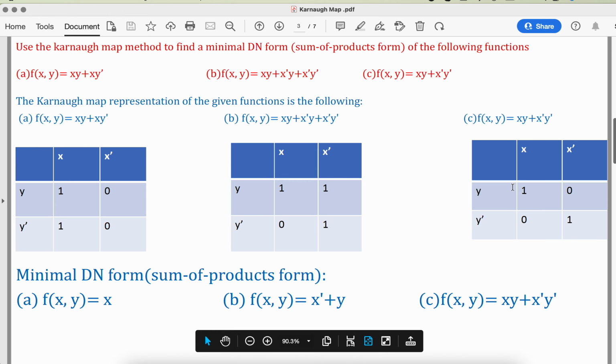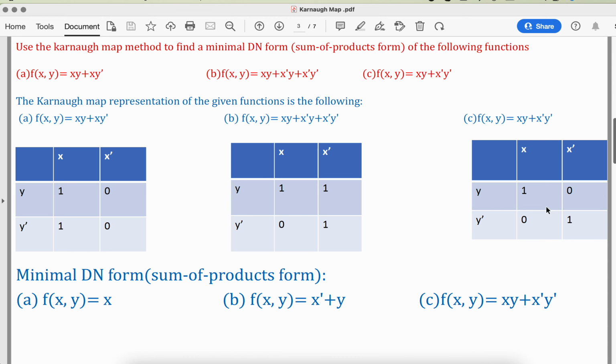Because we always consider either horizontal rectangles or vertical rectangles, we never include diagonal elements. So these elements are in the diagonal. So we have considered this square and this square. This square is xy and this square is x'y'. So in this case we have only two isolated squares which represent xy and x'y'.